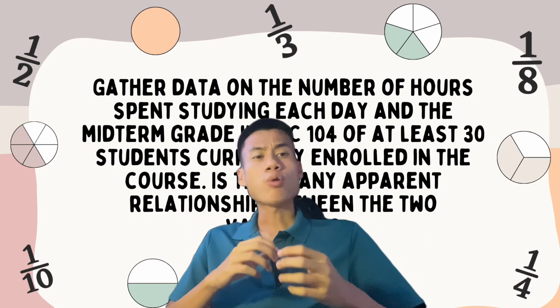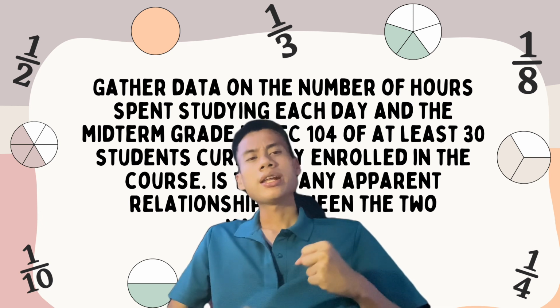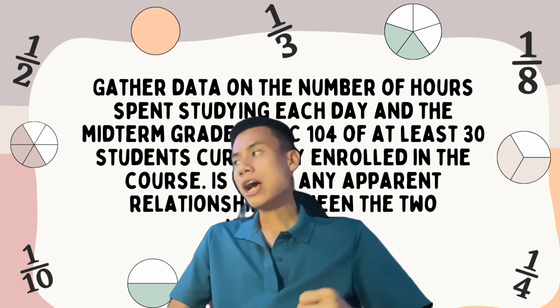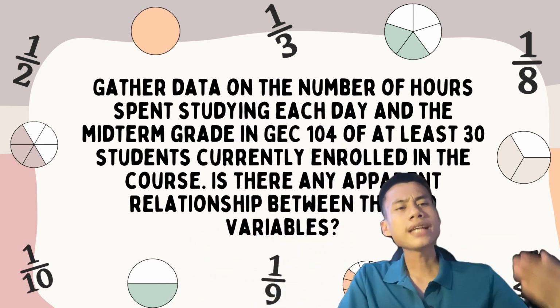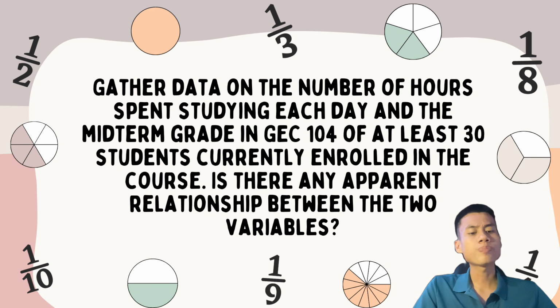Before showcasing how I use the statistical tool, let us first find out the problem presented to us by our teacher. We are tasked to gather data on the number of hours spent studying each day and the midterm grade they managed to obtain in GEC 104. We are tasked to find at least 30 respondents, or 30 students, who are currently enrolled in this course. We are also tasked to find any apparent relationship between the two variables.